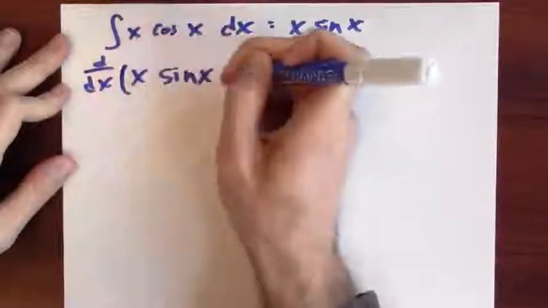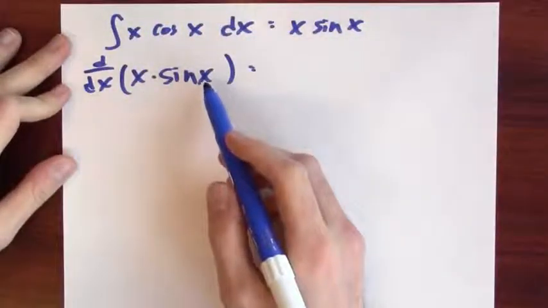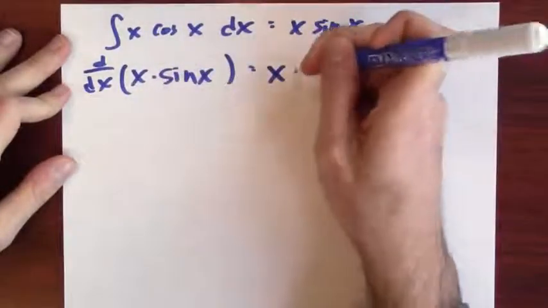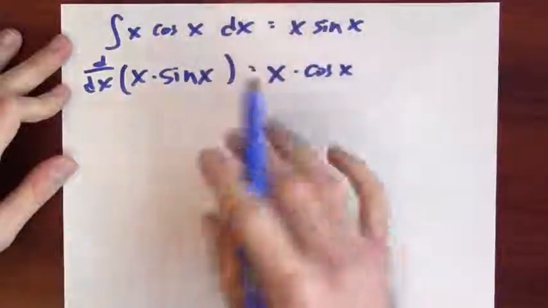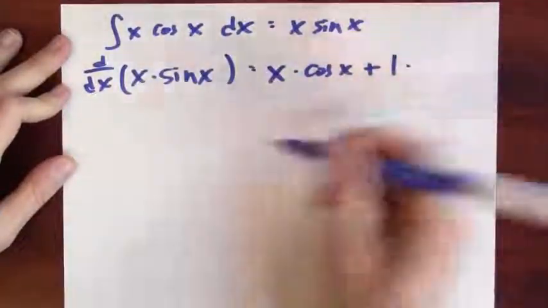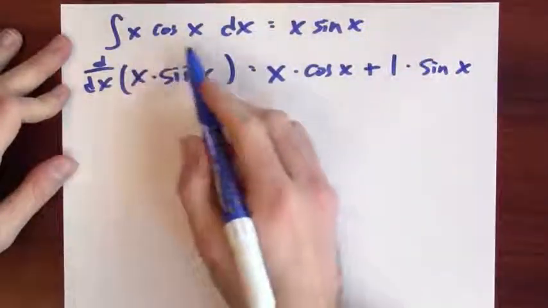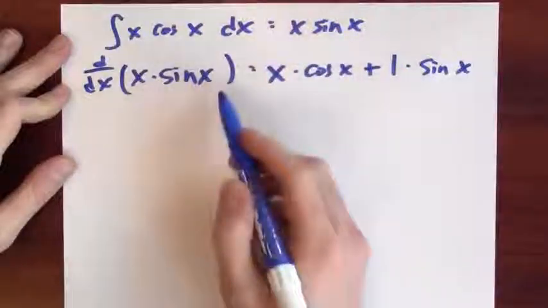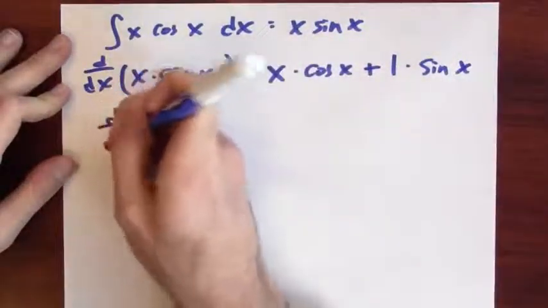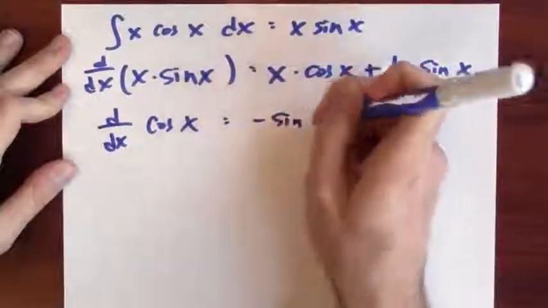But what happens if I actually differentiate this product? Well, that's the sort of thing that I do with the product rule, which is x times the derivative, which is cosine x. So that's looking good. But it's plus the derivative of the first, which is 1, times the second, which is sine x. So the antiderivative of x cosine x isn't just x sine x because I've got this pesky additional sine x term. But I also know that the derivative of cosine is minus sine.